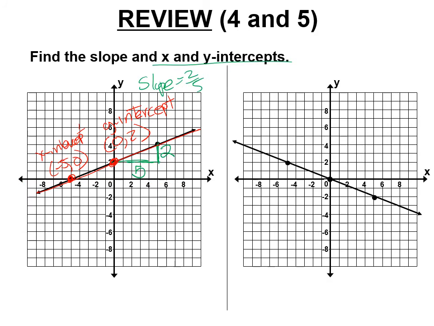Find the same three things. All right, this time we're going down 2 and over 5, so the slope is negative 2/5. And they cross both the x and y intercepts, cross the axes at the same time at 0, 0.